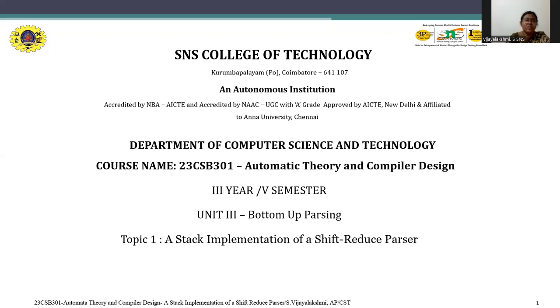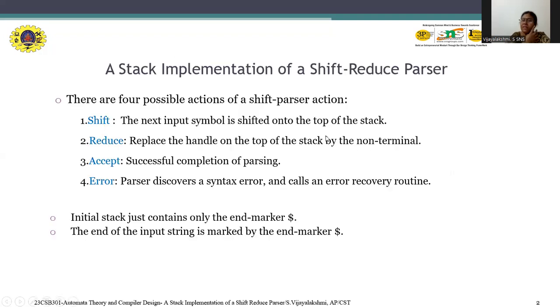Now we are going to discuss automata theory and compiler design under the topic stack implementation of a shift reduce parser. In the previous session we already learned about bottom up parsing, especially the shift reduce parser. The shift reduce parser is one of the bottom up parsers, and it has four possible actions: shift, reduce, accept, and error.